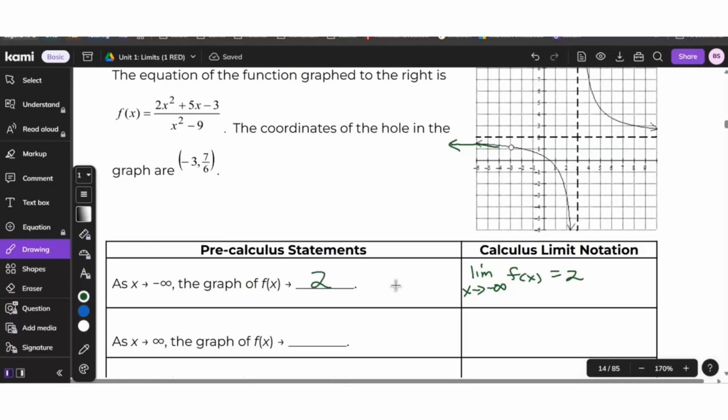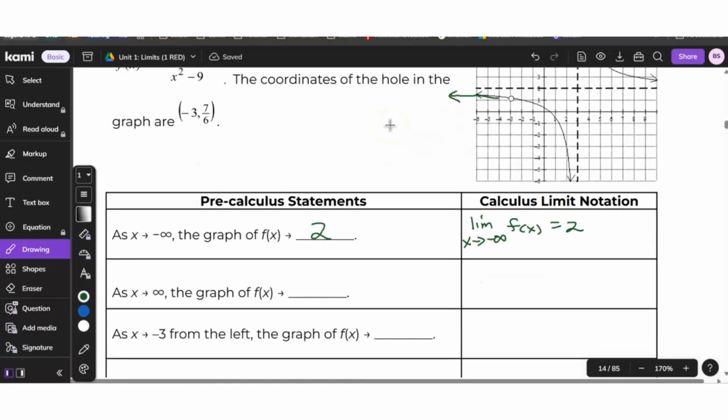So in other words, when we're looking for limits at infinity, that's going to be what's going on at the end behavior, right? What's going on to the extremes. What about if we go to the extreme right? As x approaches infinity, the graph of f of x approaches 2 as well. And this is exactly the same, except that this time it's not -infinity, it's positive infinity.